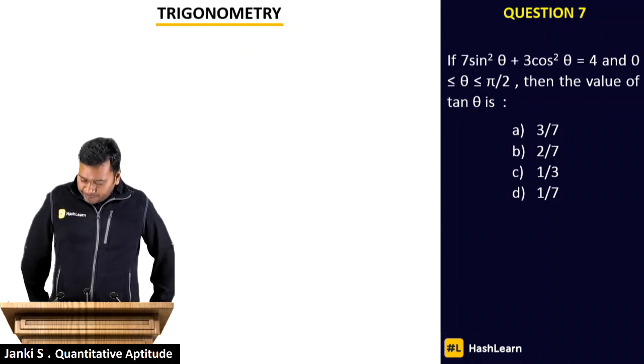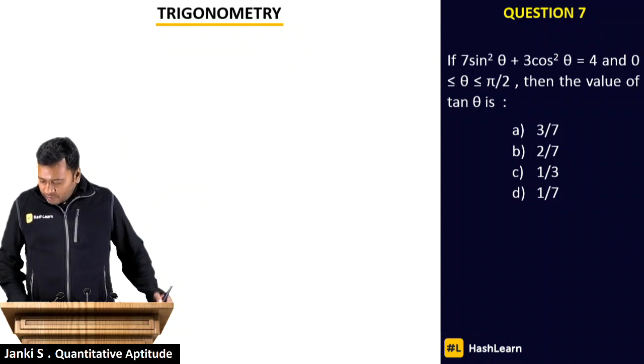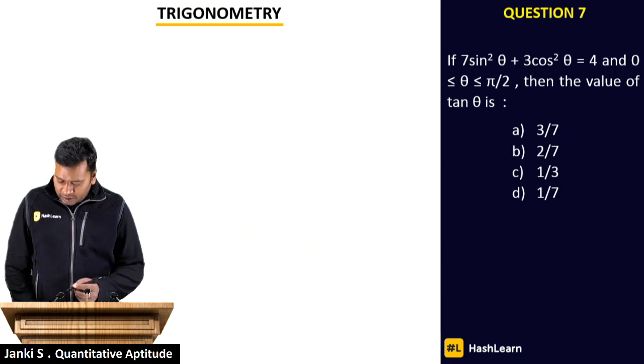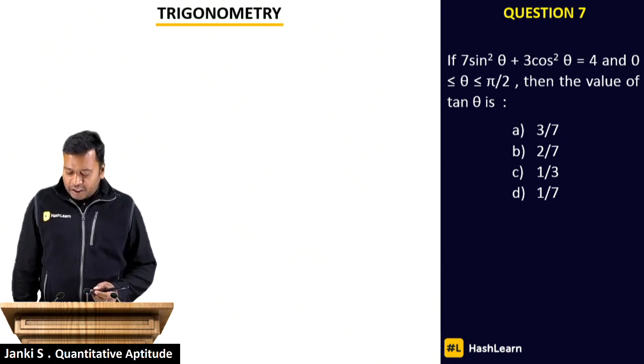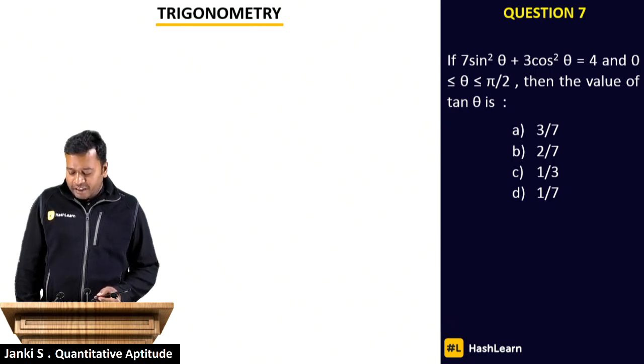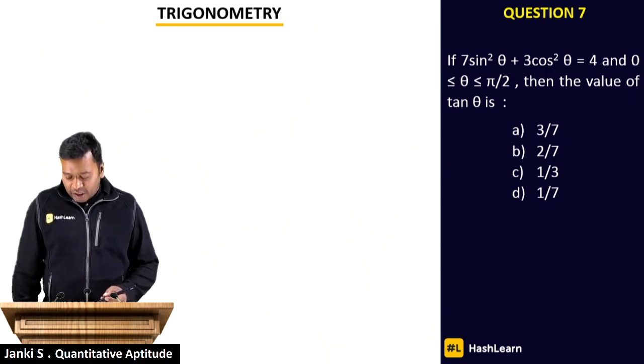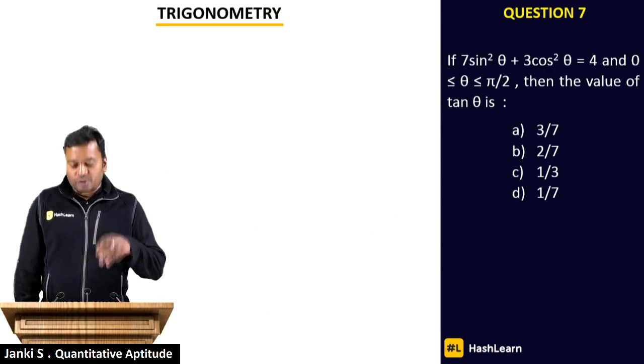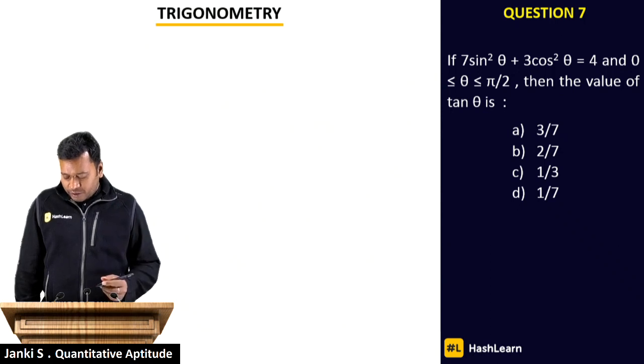Question number 7. So it's given, if 7 sine square theta plus 3 cos square theta is equal to 4 and theta lies between 0 and 90 degrees. Now they have given you a range. That means all of them are positive values, right? So in the first quadrant all of them are positive values here. What is the value of tan theta?